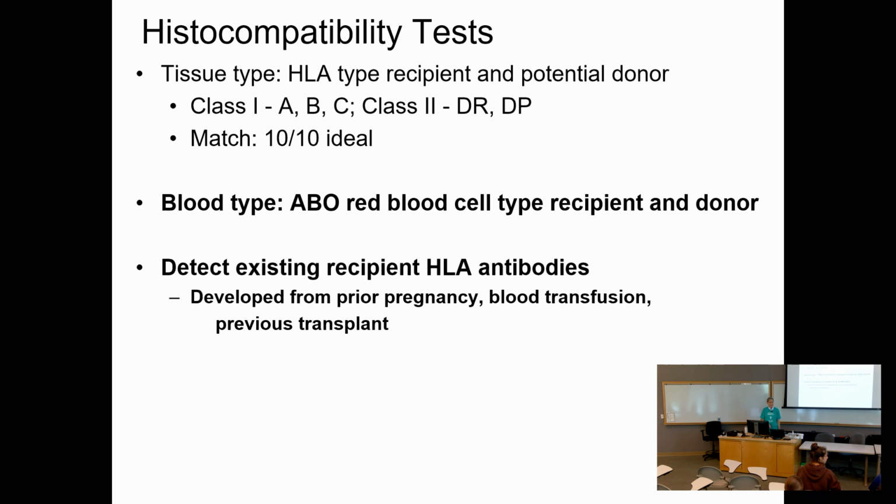Just a quick question. So with class 1, for example, we get some of those genes from our mom, some from our dad. Are both of those expressed? Yeah. So all of the HLA genes are co-dominant. Okay. So that's why you have 2 of everything that you're inheriting. And so that's where the 10 out of 10 comes from? Right. Okay.